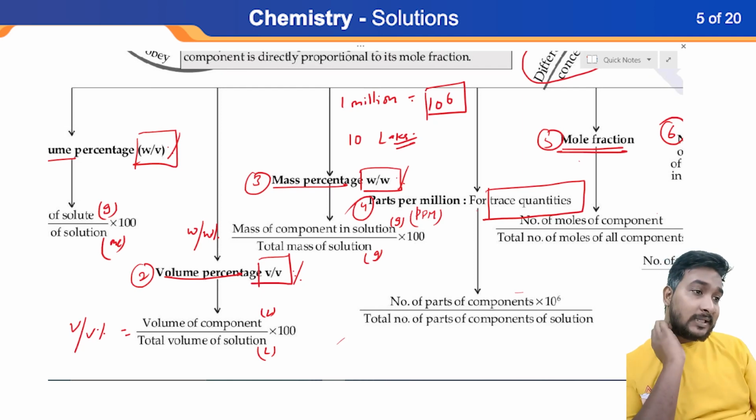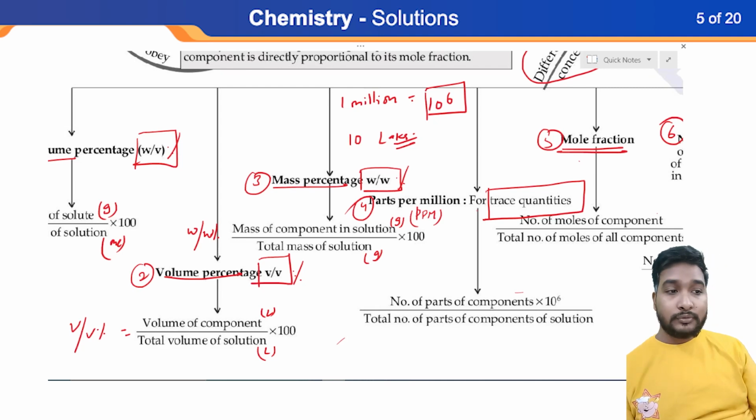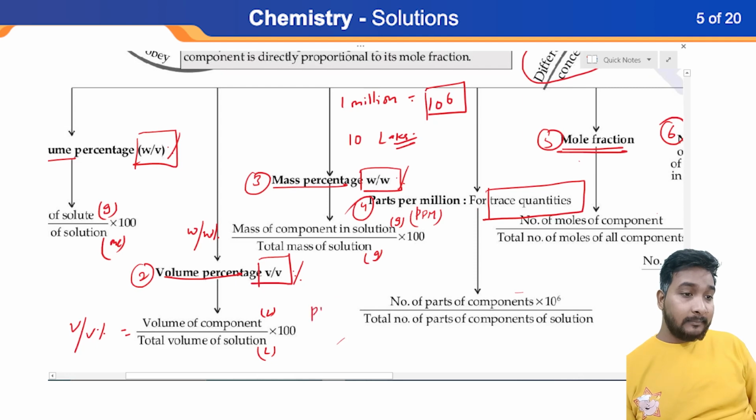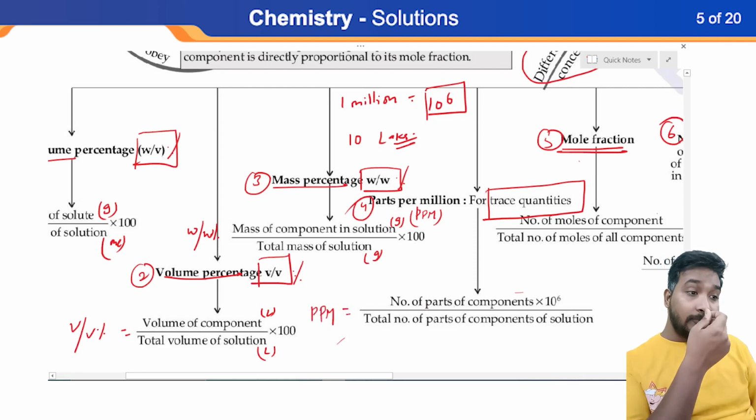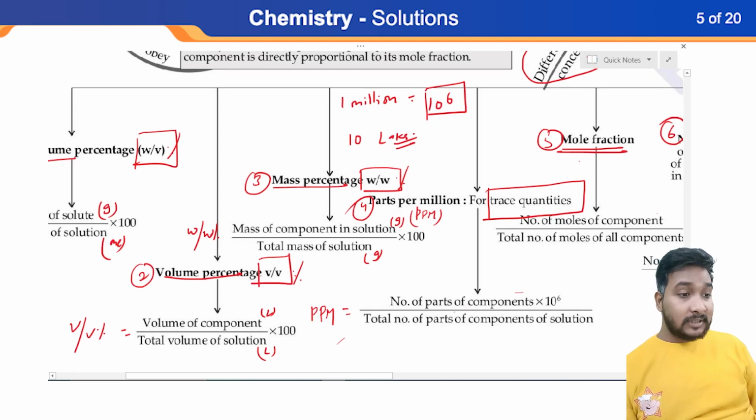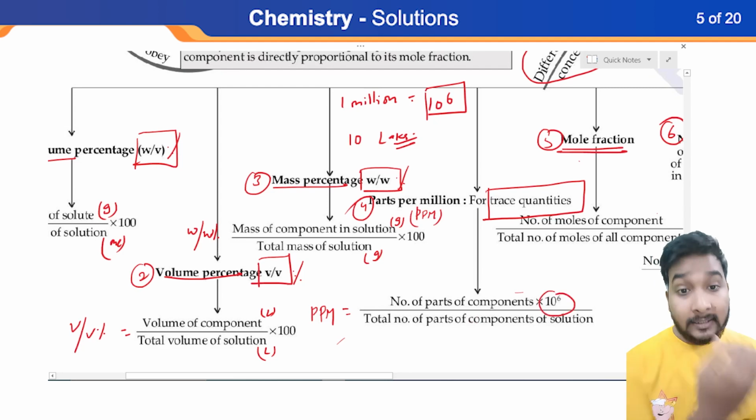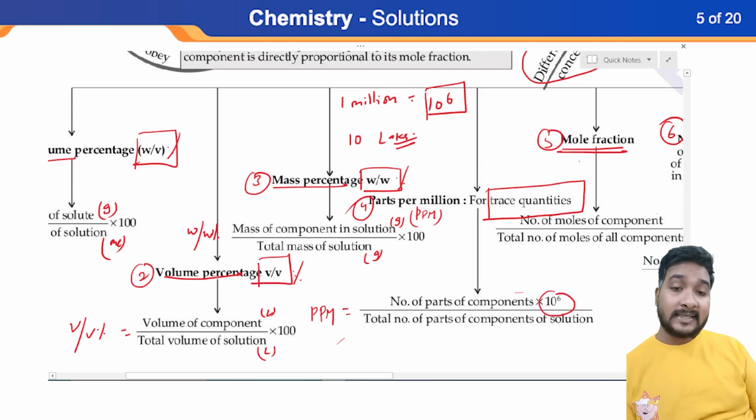To calculate the trace quantity of any solute, we have to use the parts per million method, and in this method the formula is ppm equal to number of parts of component upon total number of parts of the solution. Parts of solute upon total parts, meaning parts of solute plus parts of solvent, into 10 to the power 6, because we are talking about a million.